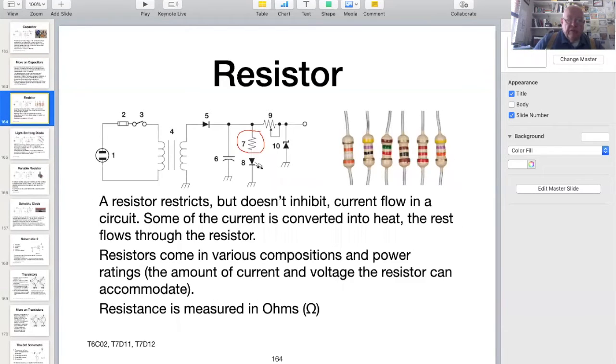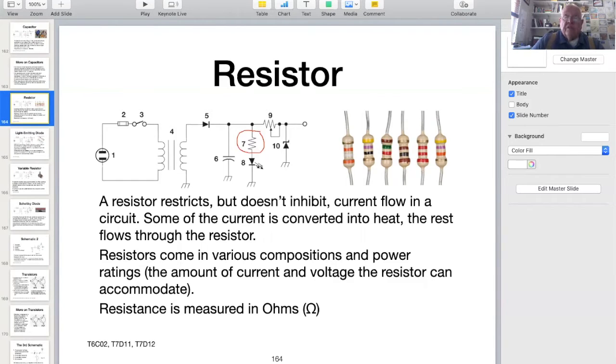Component number 7 is a resistor. Resistors restrict, but don't inhibit or stop the flow of current. They will use up some of the voltage, which is dissipated as heat. The stripes on the resistors in the picture are the code for the actual amount of resistance expressed in ohms in the resistor.